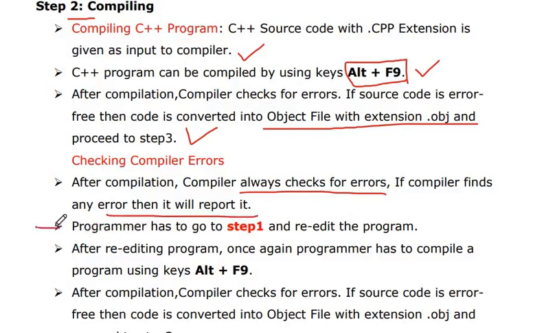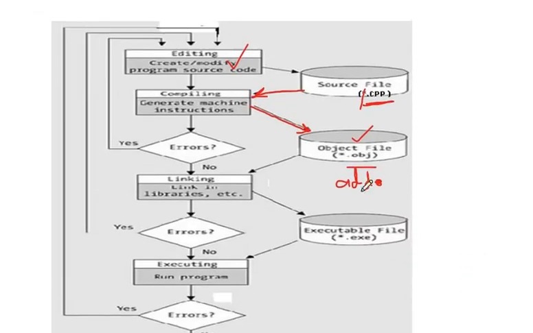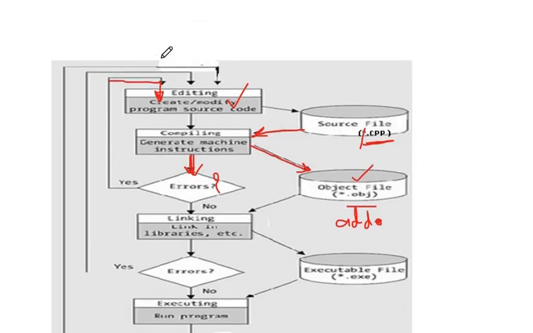Next step. What is the next step? If the compiler generates errors, then the programmer has to go to step 1 and re-edit the program. If the program generates any errors after the compilation, then the programmer must go to step 1. Step 1 means the source program, and he has to remove the errors.